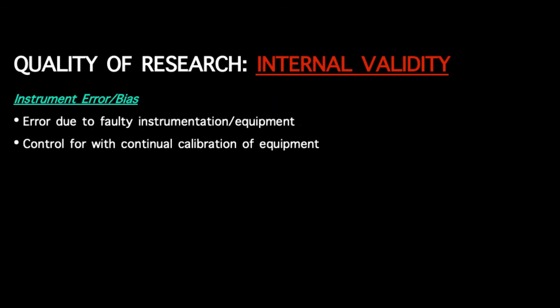Another threat to internal validity is instrument error or bias. So this is mainly error that occurs due to faulty instrumentation or equipment. Okay. Usually we can control for instrument error using a calibration protocol for the equipment.